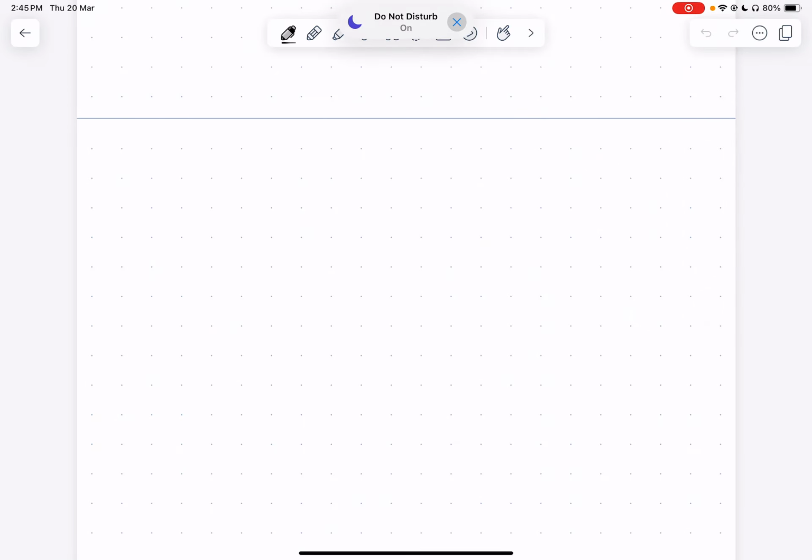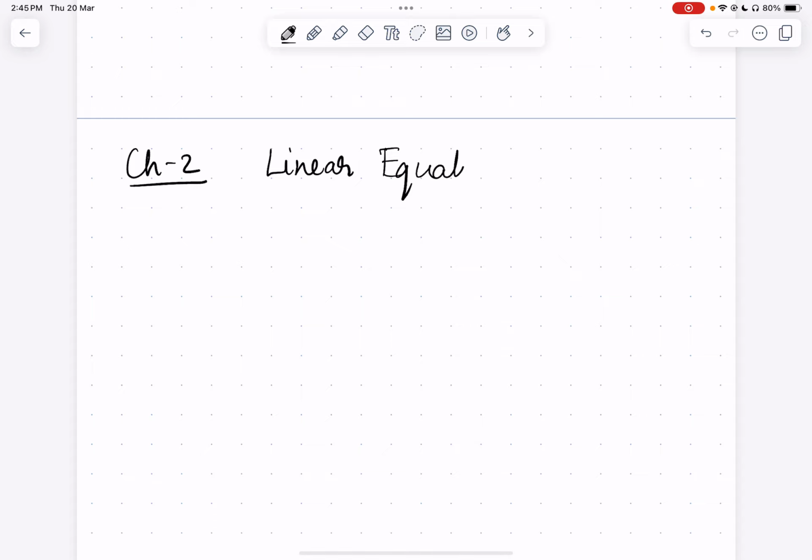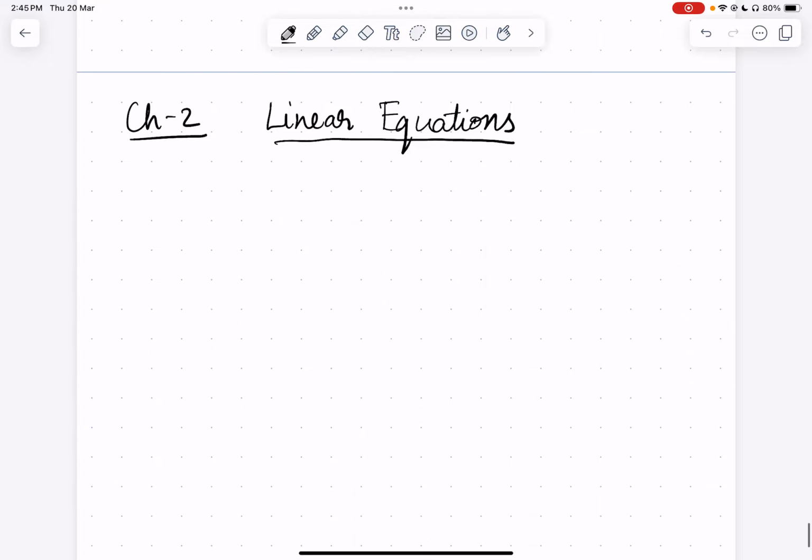Okay, let's continue. Chapter 2 is on linear equations. So we can ask, what is a linear combination?